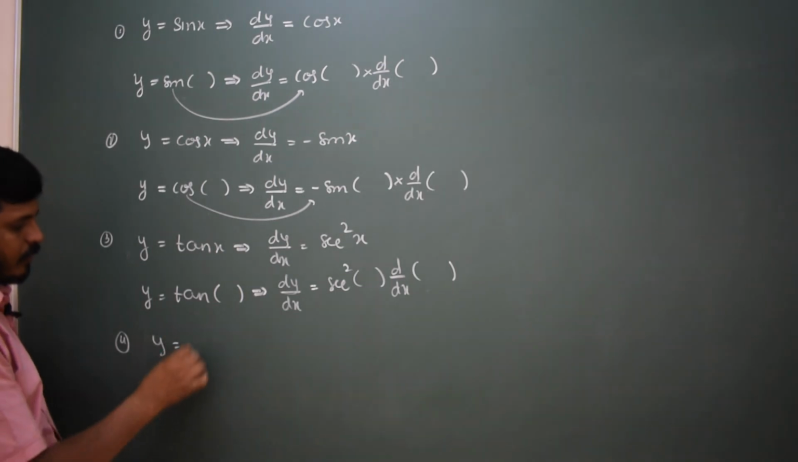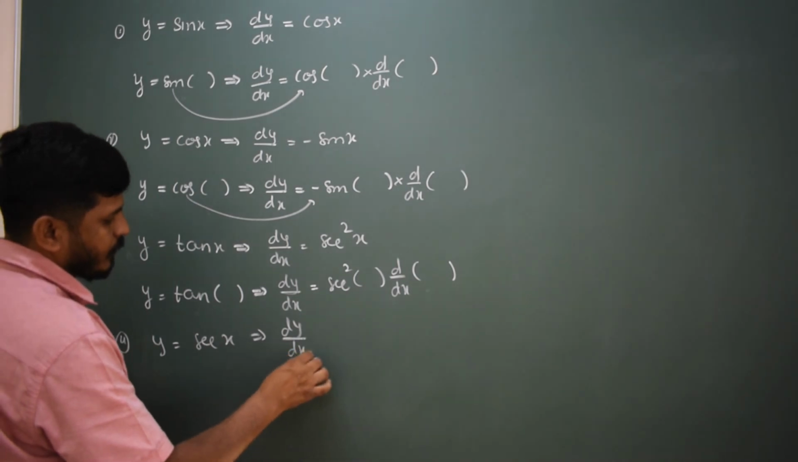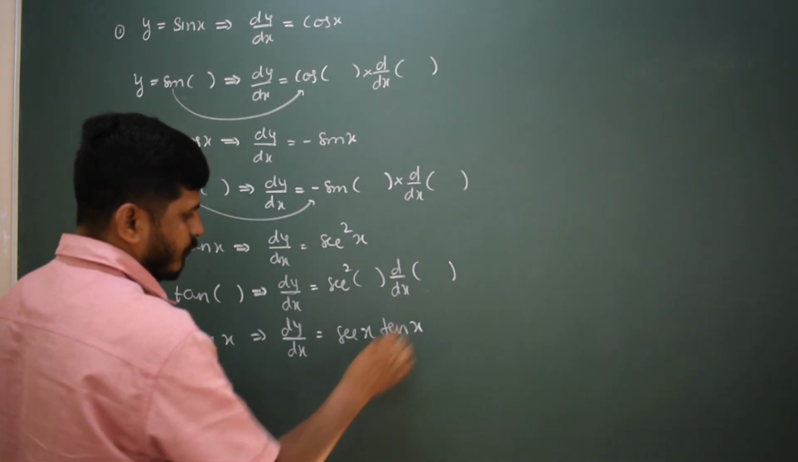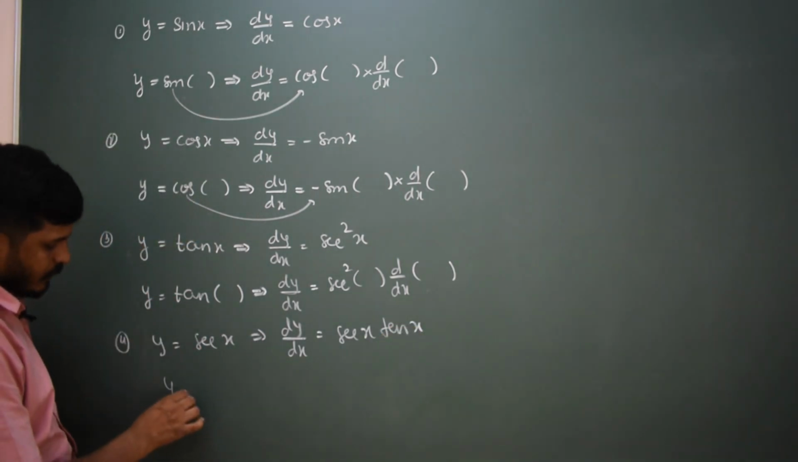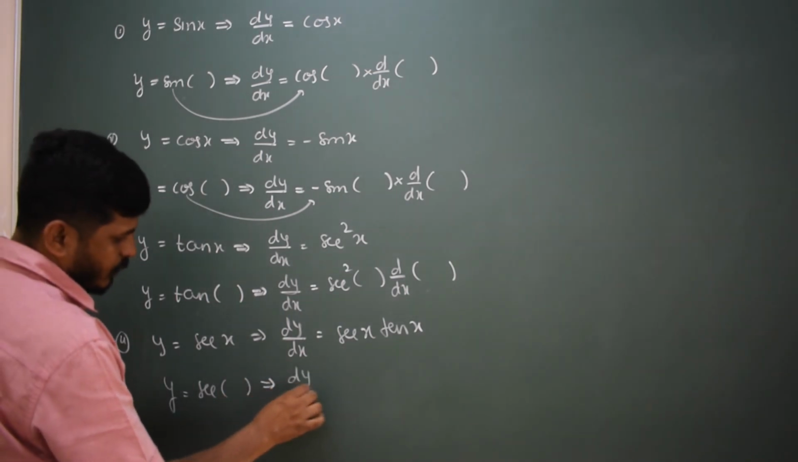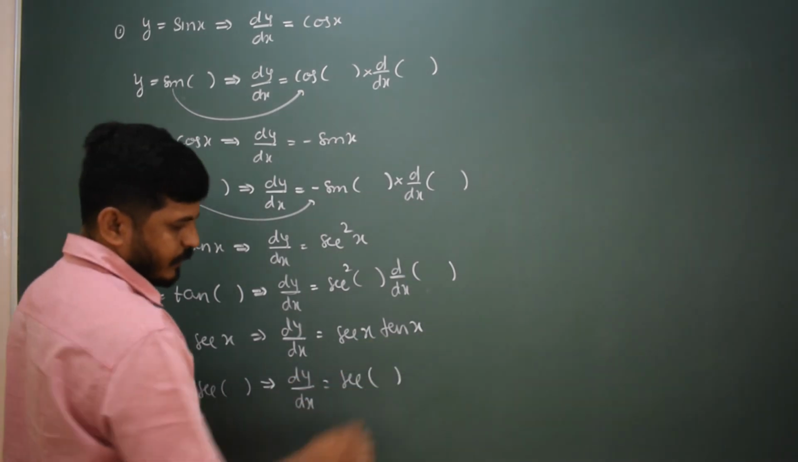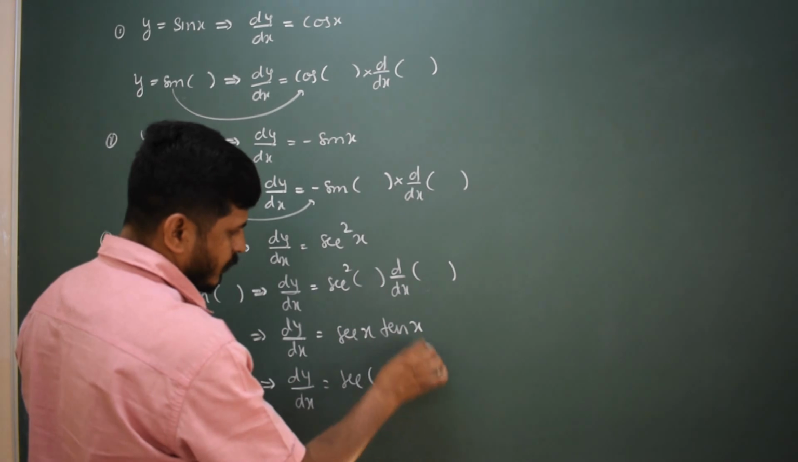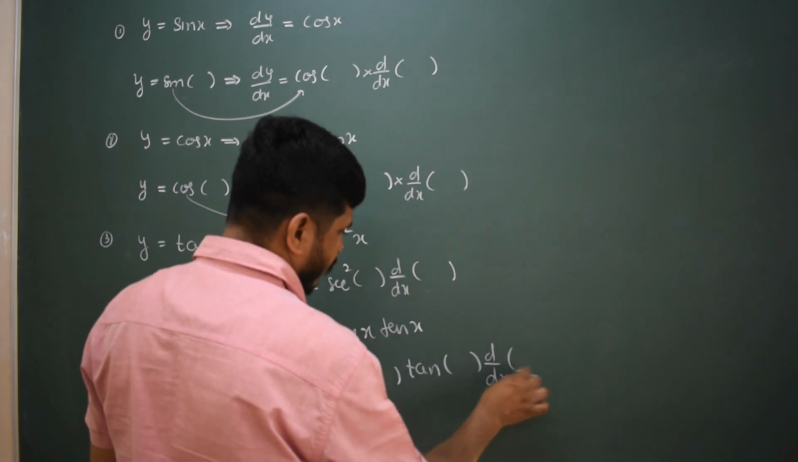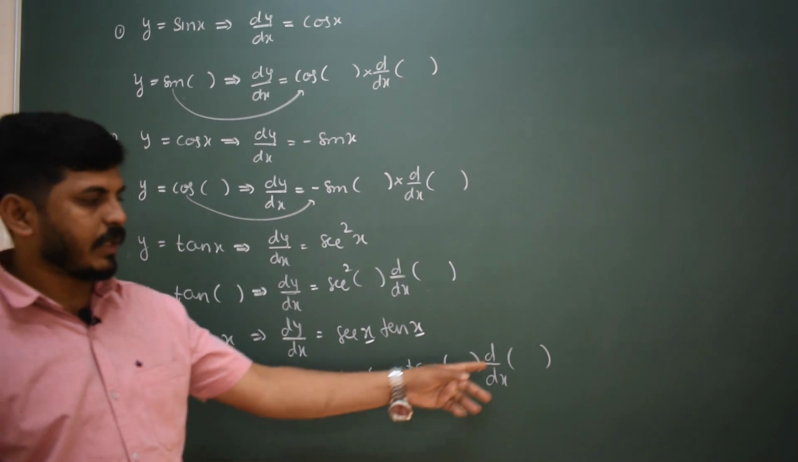y is equal to say secant x. What is differentiation of secant x? Secant x into tan x. Read secant x as secant something. Now differentiation of secant something is equal to secant something into tan something into d by dx of something. In the place of x read it as something, that's it. Then differentiation of something.